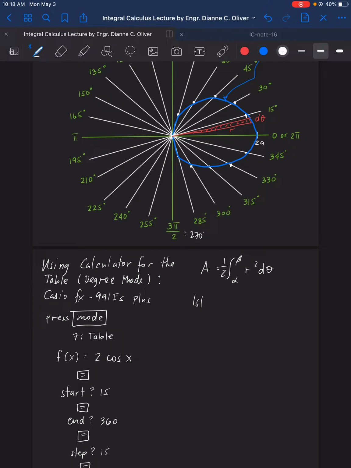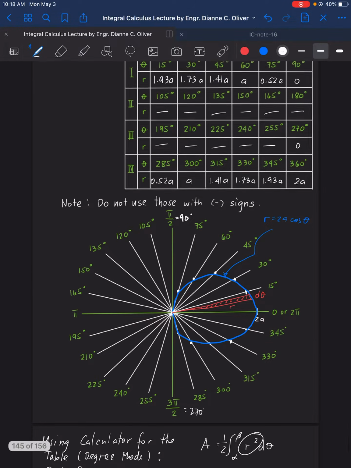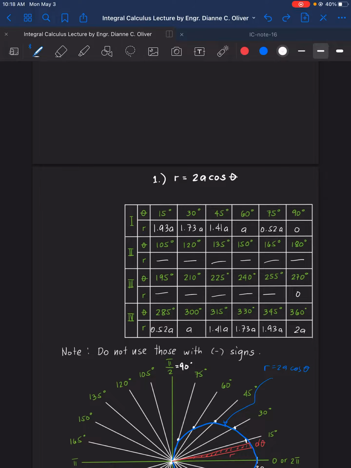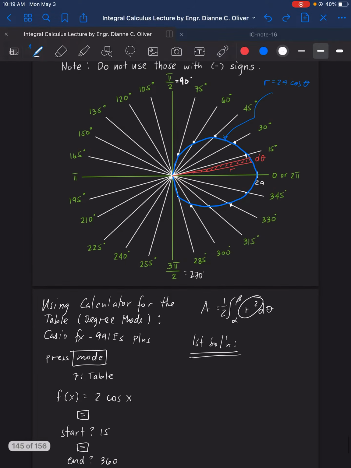So for the first solution, we will need to find the limits. No problem with r here because r is already given. So r is 2a cosine theta. You just have to square it here. So what we're going to find really is the alpha and the beta. The lower limit alpha will always have a lower value compared with the beta.